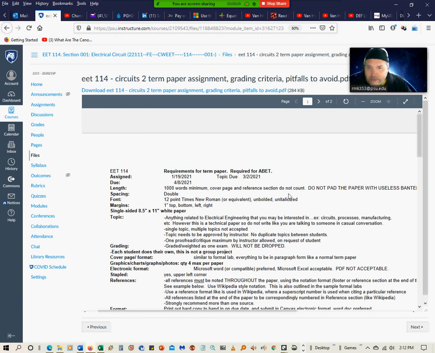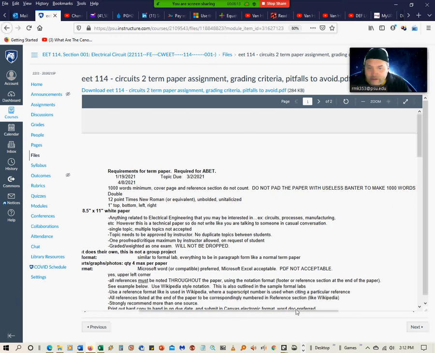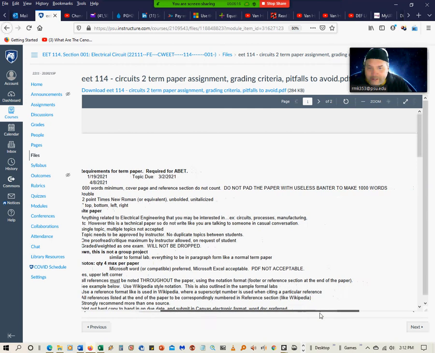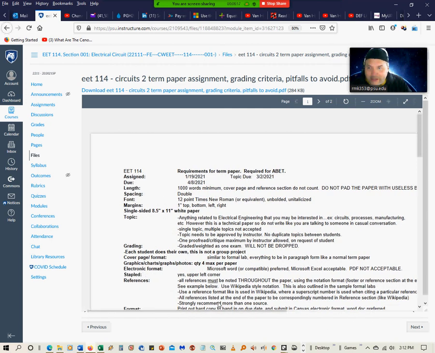The criteria is that it has to be 1,000 words minimum. Cover page and reference section don't count. Do not pad the paper with useless banter to make it up to 1,000 words. Double spacing, font 12 point. It's not real important. Margins 1 inch. The standard paper, 8.5 by 11.